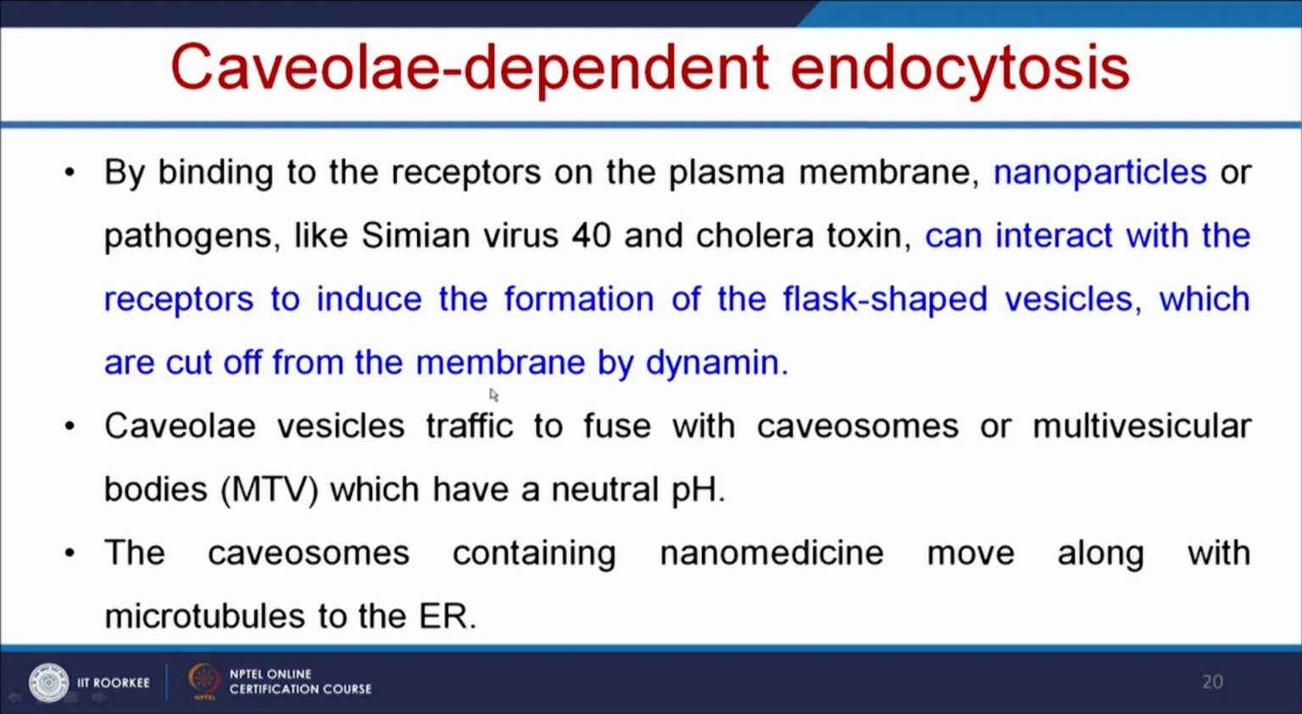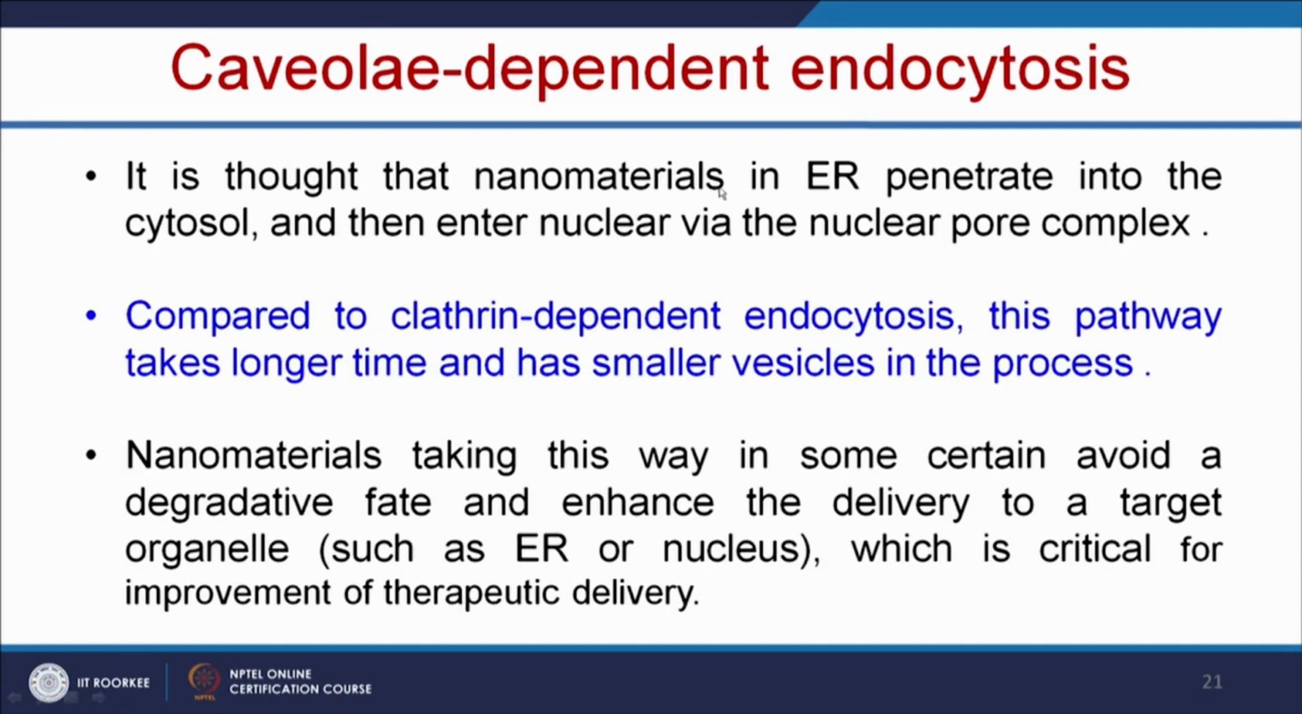These are cut off from the membrane by dynamin, and these caveolar vesicles traffic to fuse with caveosomes or multivesicular bodies which have a neutral pH. These caveosomes containing nanomedicines move along the microtubules to the endoplasmic reticulum. Here the nanomaterials in the endoplasmic reticulum penetrate into the cytosol and then enter the nucleus through the nuclear pore complex. Compared to clathrin dependent endocytosis, this pathway takes longer and has smaller vesicles.